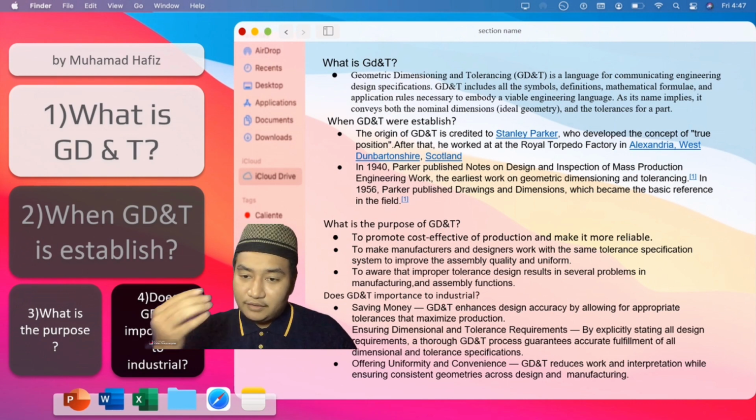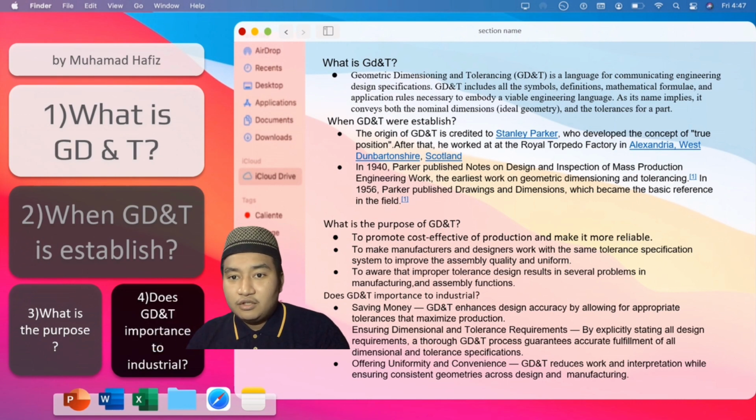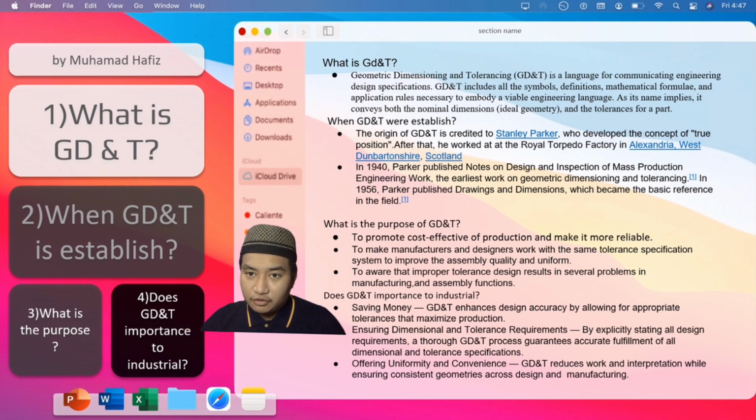GD&T promotes cost-effective production and makes manufacturers and designers work with the same tolerance specification, and makes them aware that improper tolerance design results in several problems in manufacturing. GD&T saves money. GD&T can reduce cost by allowing appropriate tolerance that can maximize our production. It also ensures dimensional and tolerance requirements, guarantees fulfillment of dimensional and tolerance requirements, and can reduce work and interpretation while ensuring consistent geometries across design and manufacturing.